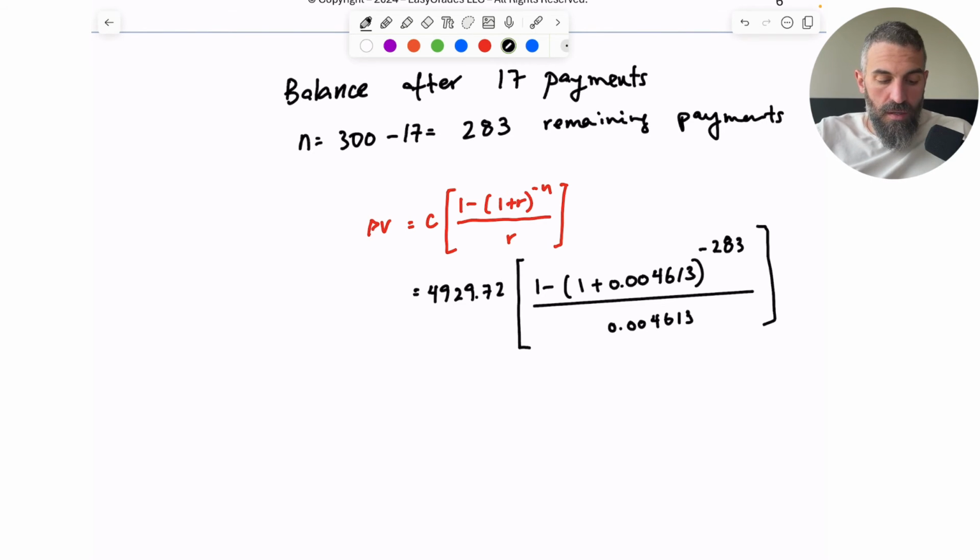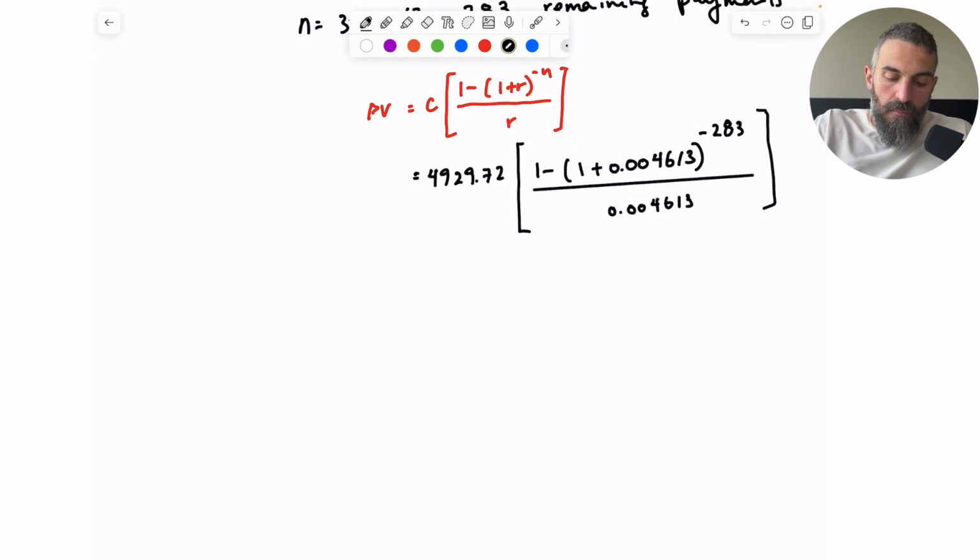4929.72 times... So my present value, after 17 payments, is $778,135, and if I round that, I get 38 cents. Okay, so this is how much you owe after 17 payments.